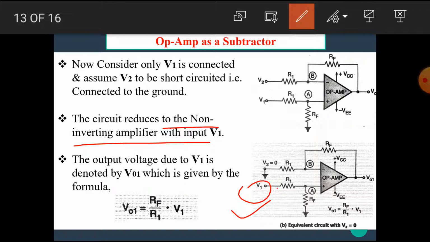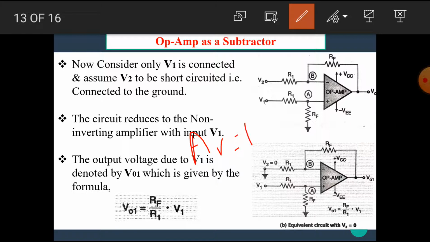The output voltage due to V1 is denoted by V01, which is given by the formula V01 is equal to RF upon R1 into V1. But the gain of the non-inverting amplifier, we know, is given by 1 plus RF upon R1. But we write here RF upon R1 into V1. Hence we are going to solve how we get this output voltage.